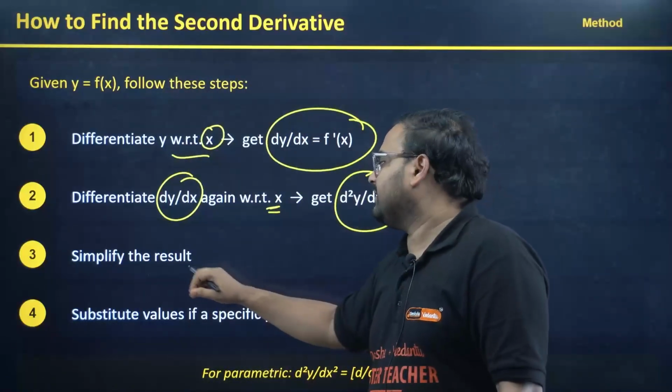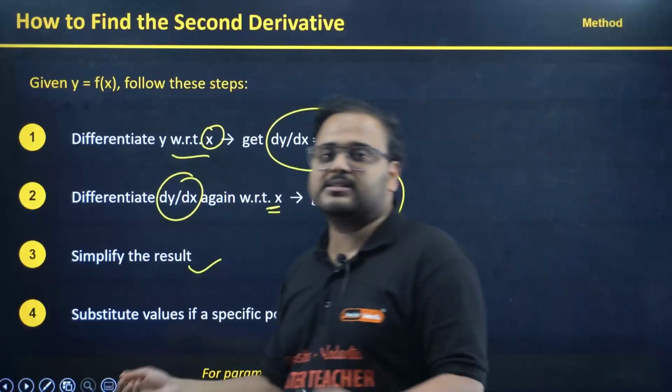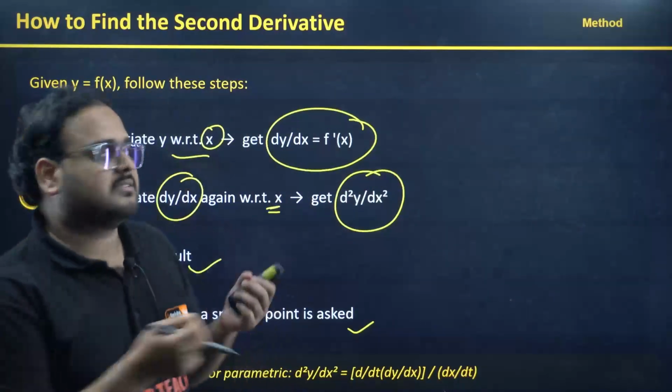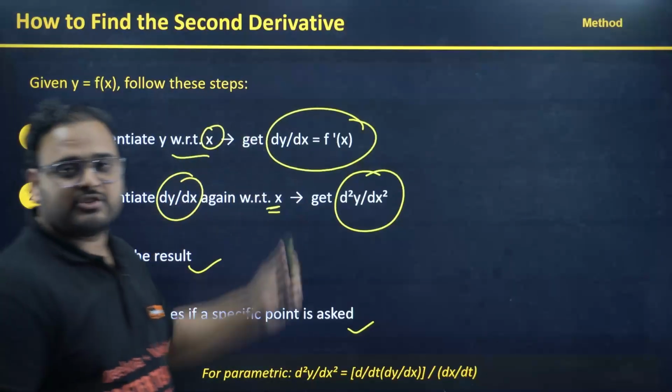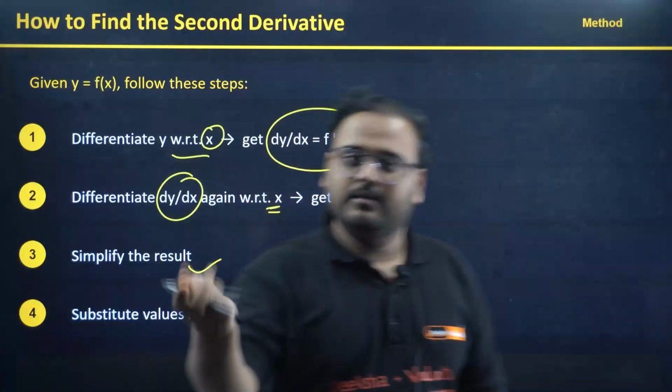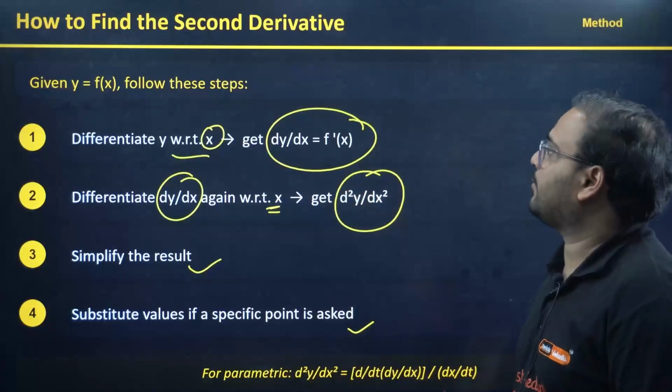Next, simplify the result and substitute the value at a specific point as it is asked. Whether it is asked in the equation format or asked to find the value, whatever is given to you, you're going to utilize the conditions you obtained in the first and second derivative in the question application. Clear? This is how you find and solve the questions on it.